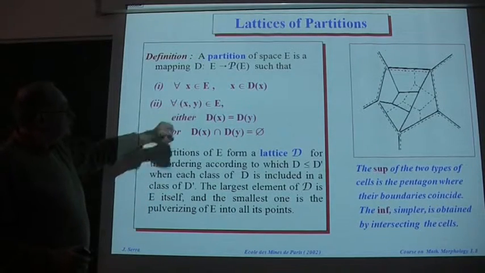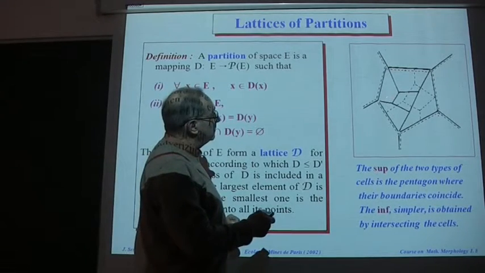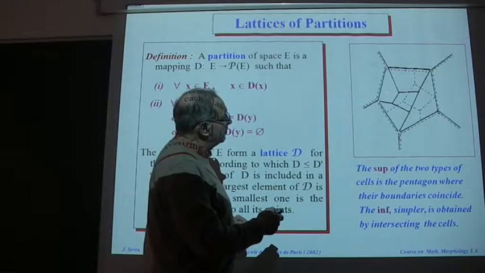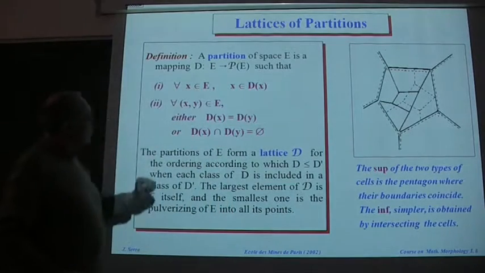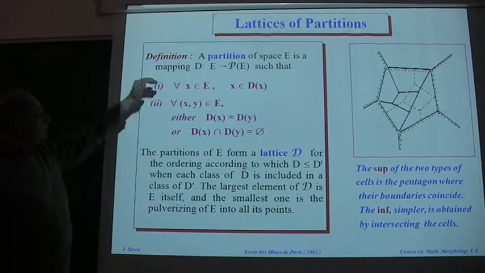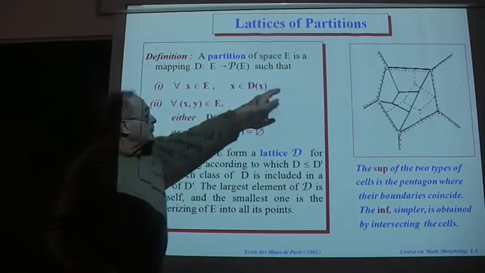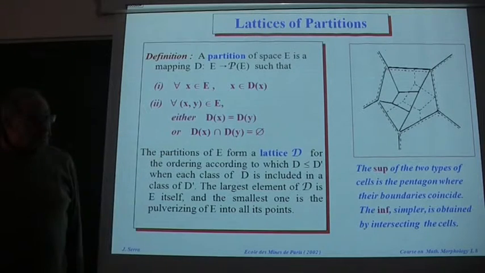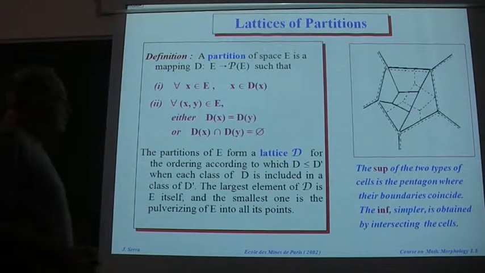And when I take 2 points, for example, a point here and another there, either the two classes are the same, or if I take a point X here and a point Y here, the two classes are disjoint. So either they are the same or they are disjoint. That is a partition. So 2 axioms. This one, you cover the space, because each point belongs to a class. So the classes cover the space, and they are disjoint.